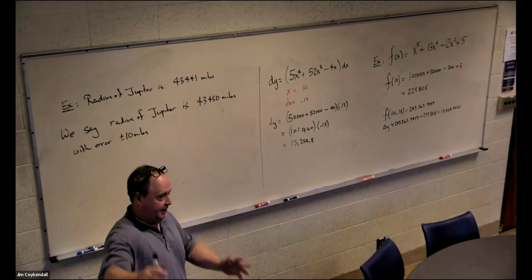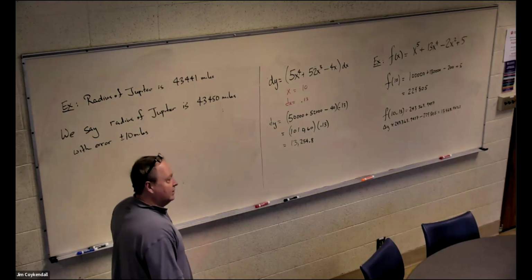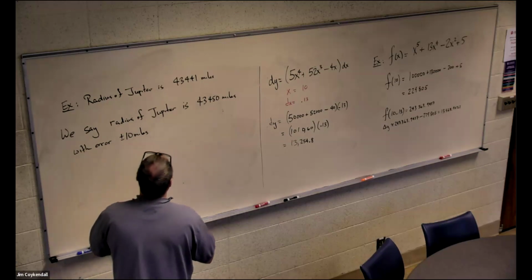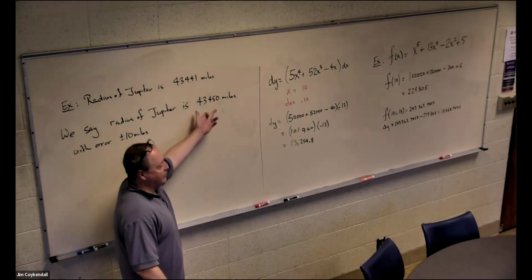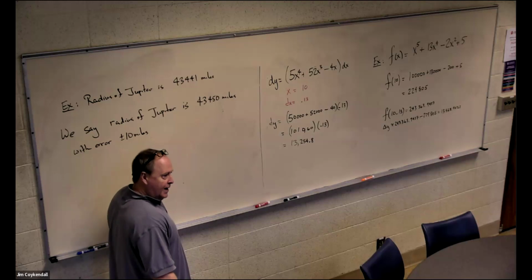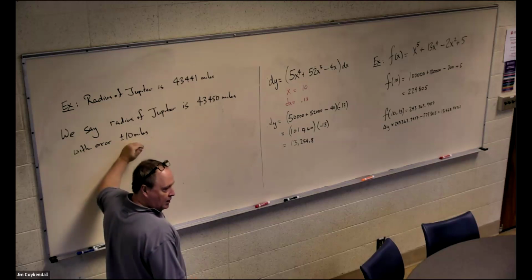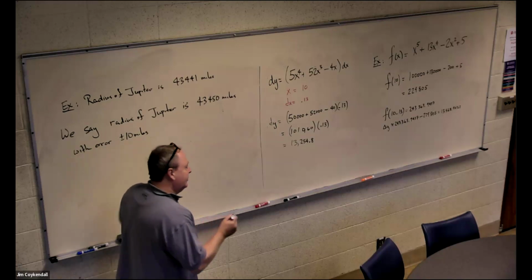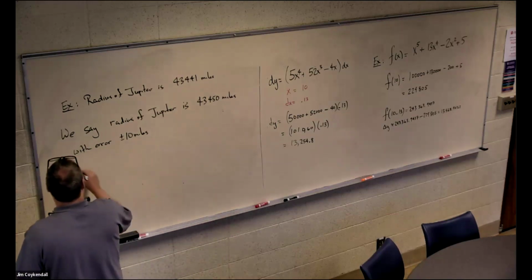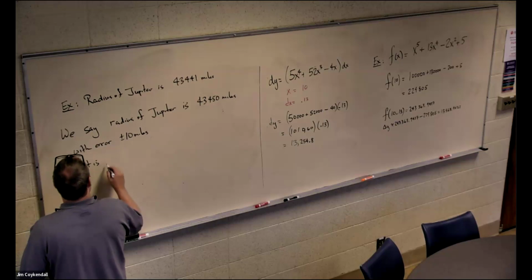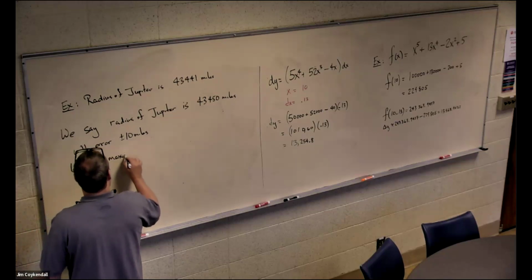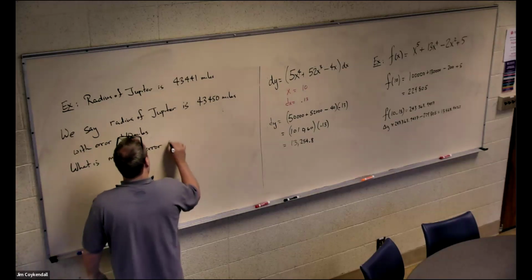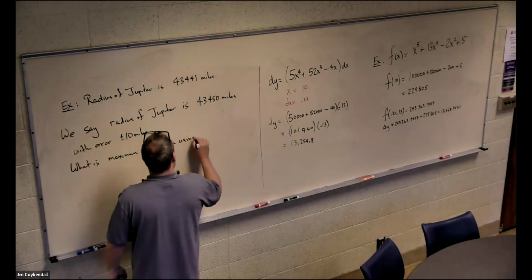I mean, I'm 10 miles away from home. It took me a long radius, right? So when I make my measurement of the radius of Jupiter, I'm not quite sure, am I? It can be 10 miles more. It can be 10 miles less. So here's my question. What is the maximum error in using this figure?